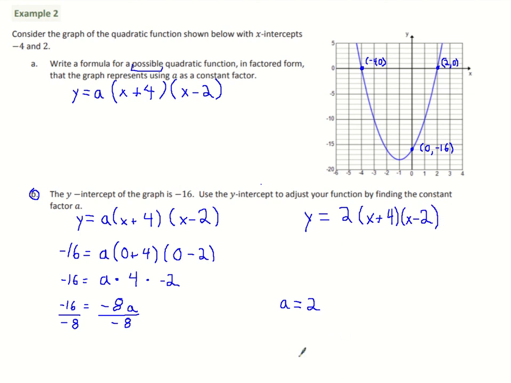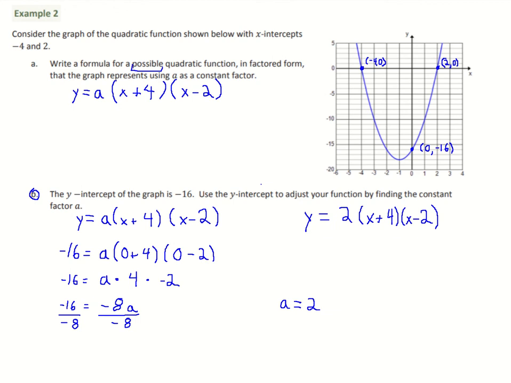And if I wanted to, I could take this and turn it from the factored form that it is right now into its standard form. However, since this question doesn't ask me to put it in standard form, we'll just leave our answer like this for now. So, with that, our really quick example 2 is done.